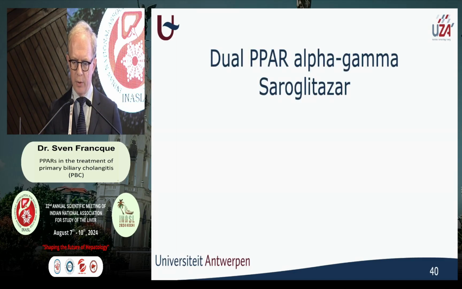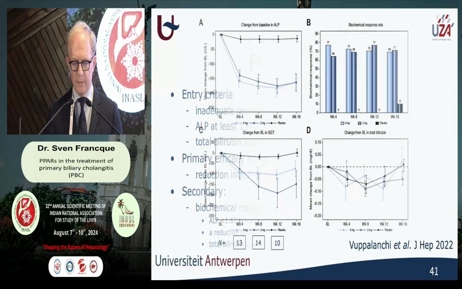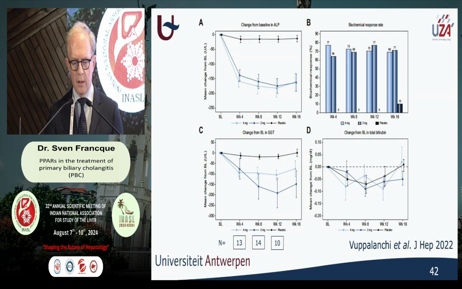Another dual PPAR is saroglitazar, alpha-gamma. It's the only one in this series that has clear gamma activity. We don't have phase 3 data yet. We have the phase 2 EPICS trials that have been conducted. Same inclusion, but a shorter treatment duration, 16 weeks, and the primary efficacy endpoint was reduction in alkaline phos. As you can see here, a clear effect of both doses of the drug.